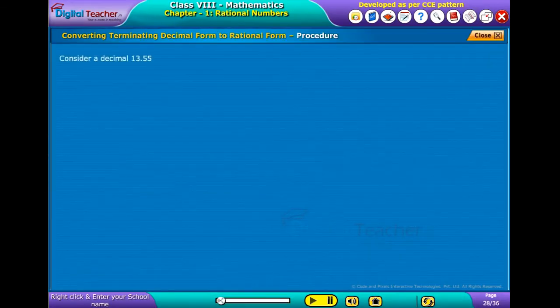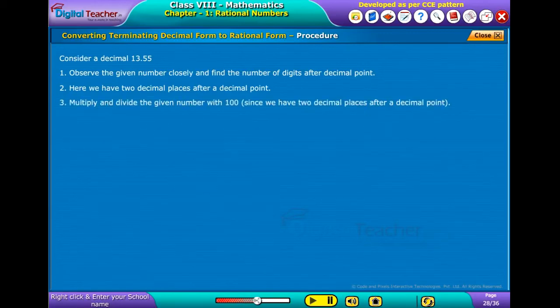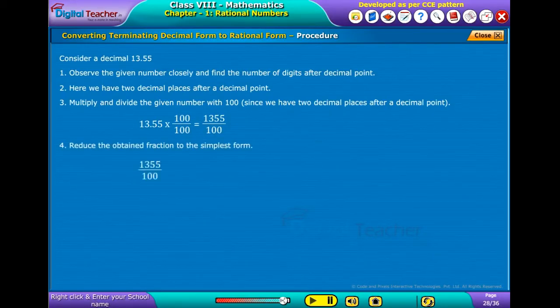Consider a decimal 13.55. Observe the given number closely and find the number of digits after the decimal point. Here, we have two decimal places after the decimal point. Multiply and divide the given number by 100, since we have two decimal places after the decimal point. Then we get as shown. Reduce the obtained fraction to the simplest form, as shown on screen.